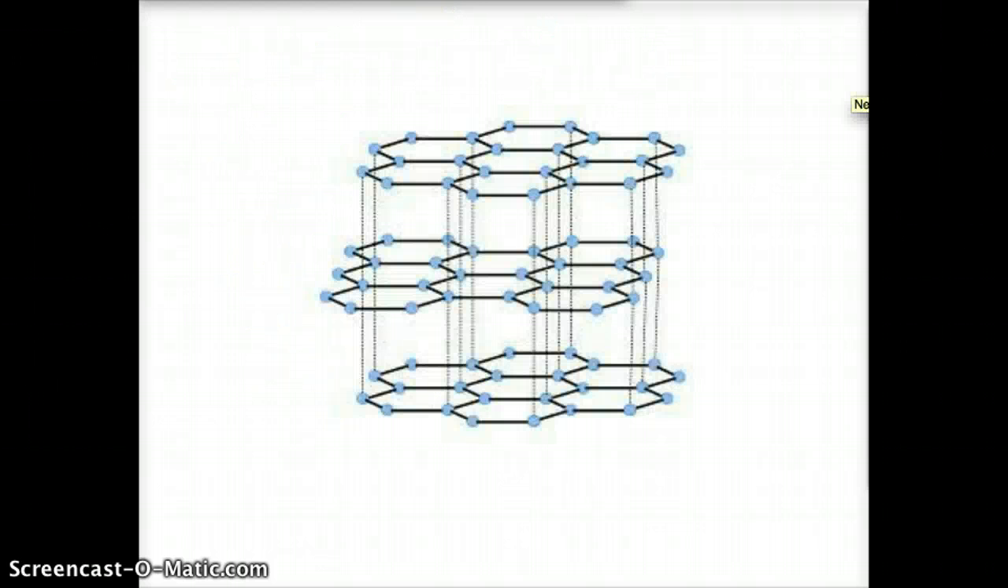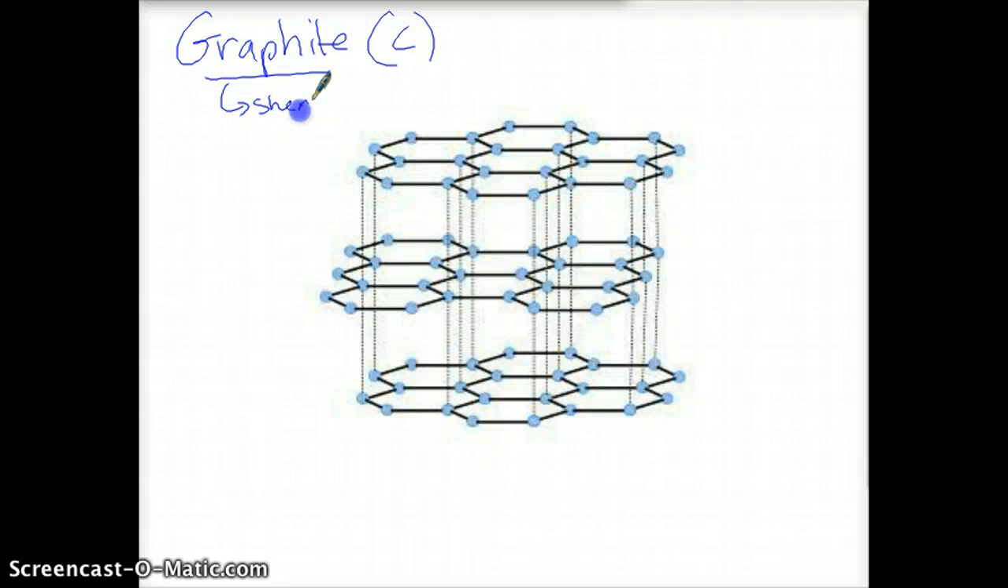Common examples. The first most common example of a network covalent compound or a network solid is graphite. All graphite is carbon. Atoms of carbon bonded together in a network over and over and over again. Graphite is formed in these sheets of carbon. So what you're seeing here, each one of these little blue circles represents an atom of carbon. Each black line represents a covalent bond between 2 atoms of carbon where electrons are shared.